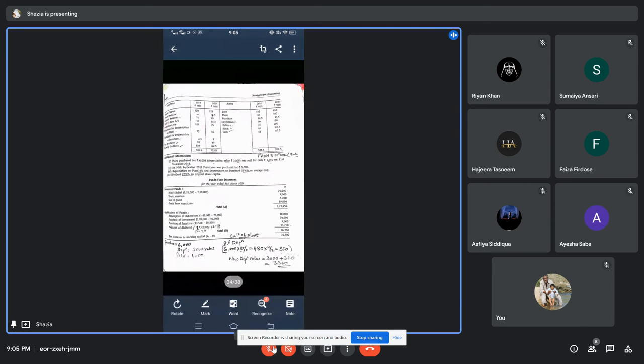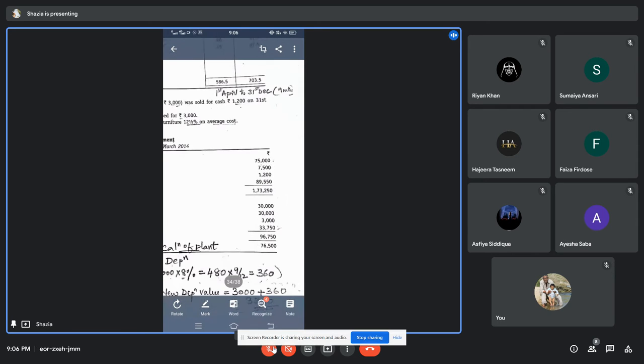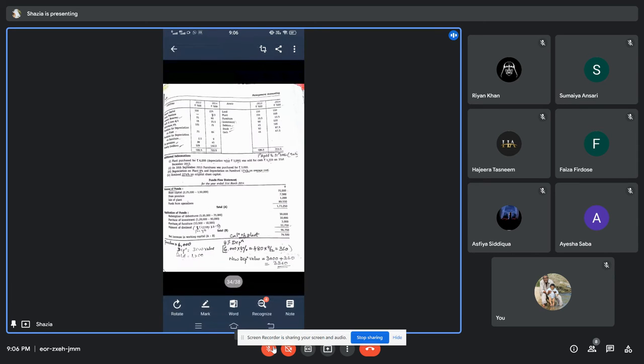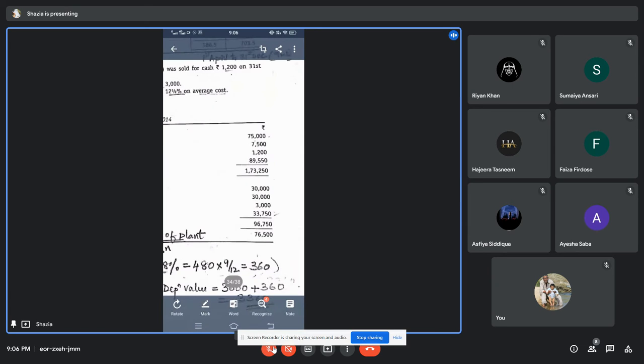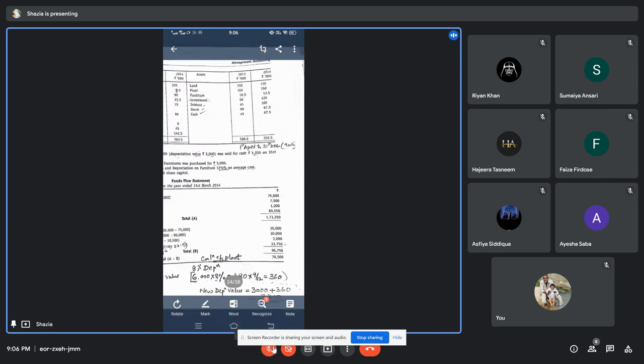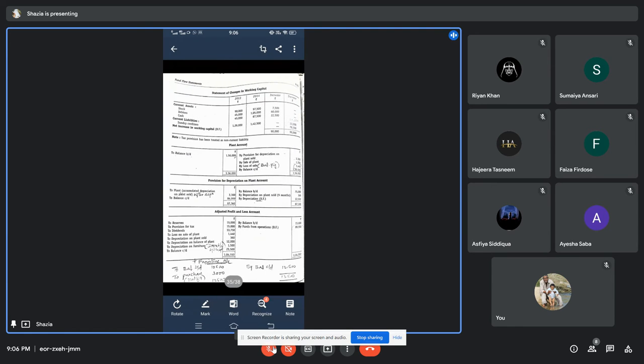Your sources of funds, 1,73,250 minus this 96,750, that is your application of funds. The amount of these two differences has to come. That means your answer is correct. Until it tallies, your answer is incorrect. So this is what I can tell you. This is how I can make you understand so far. Okay, so the changes are done.